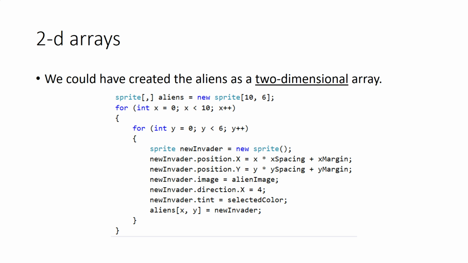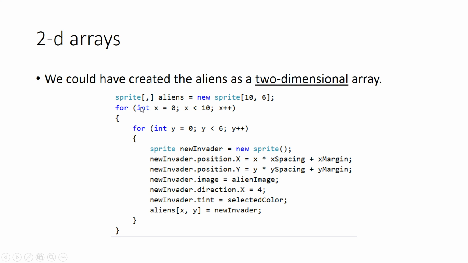You could make the aliens as a two-dimensional array. That's the one with the comma in the middle, and you say how many aliens there are along the x-axis of that array and the y-axis of the array. That's not pixels, that's not necessarily even screen coordinates, although in this case it is. But it's just 10 times 6 aliens, 10 lots of 6 aliens, that's all that really means.